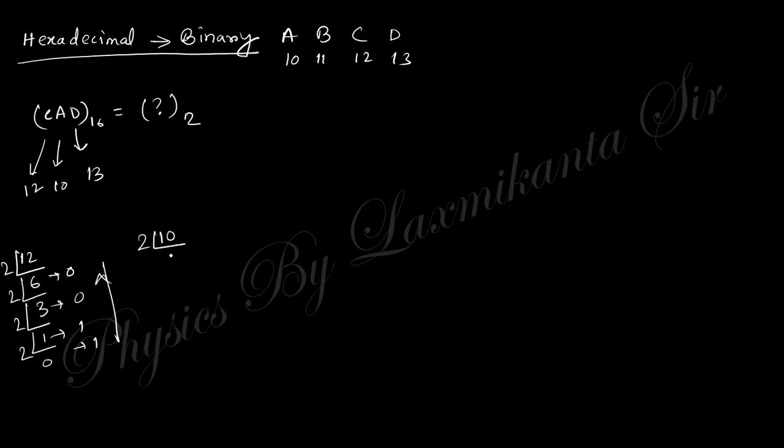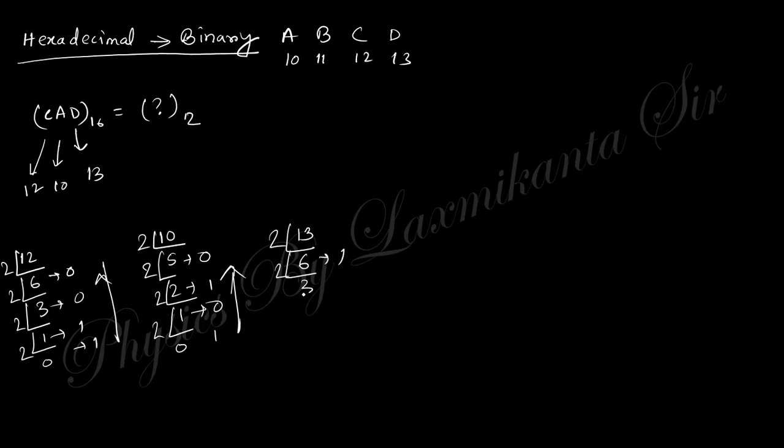10 is 2 5 0, 2 2 4 1, 2 1 0 2 0 1. That is 1010. And what about 13? 2 6 1 2, 3, 0, 2, 1, 1, 2, 0, 1.